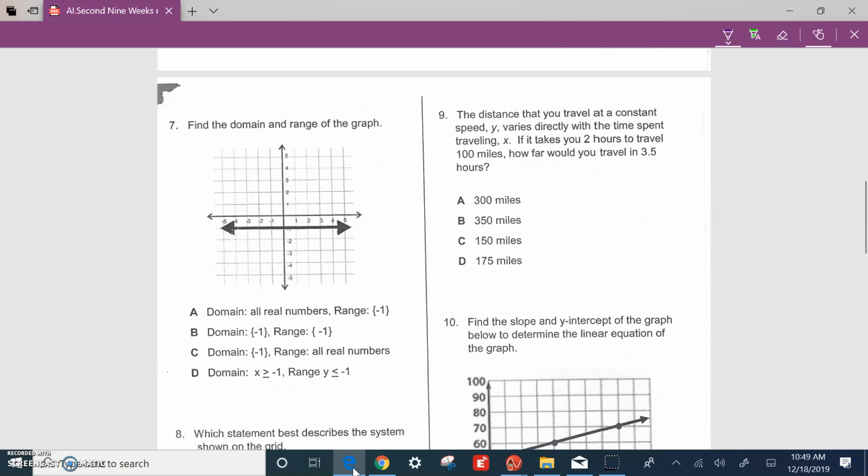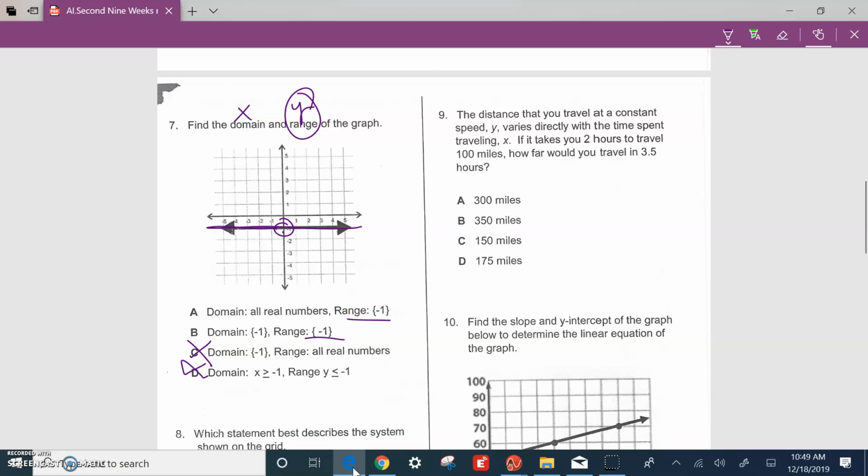Alright, number 7. Find the domain and range of the graph. I think the easiest one that most people keep getting is the range. Range is the y. Domain is our x. So in the range, our y, you only have a y value here at -1 all the way through. So it cannot be C and it cannot be D because our range is just -1.